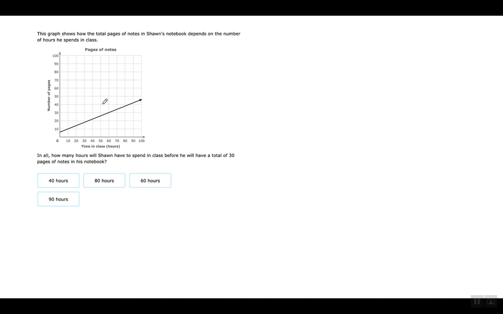All right, so number of pages, 30 pages of notes. So that means he has to spend 60 hours in class, 60 horas en la clase.